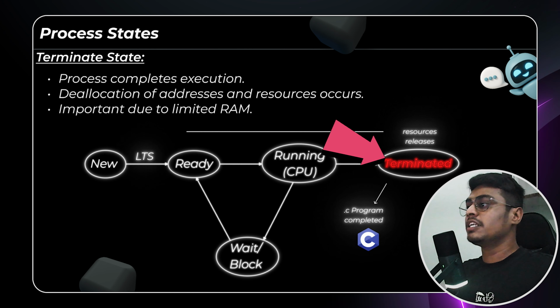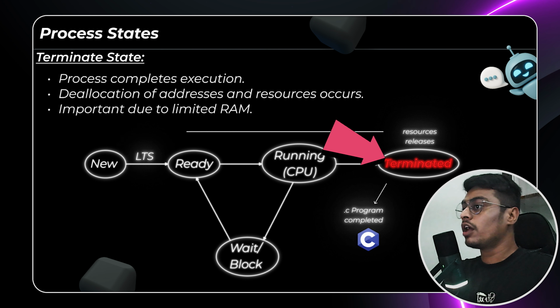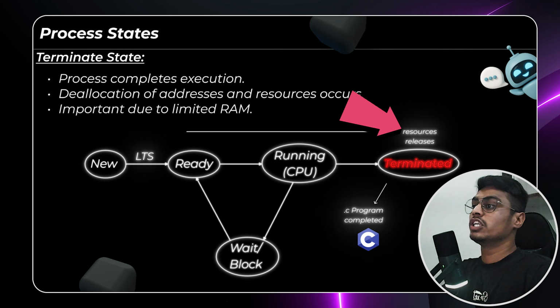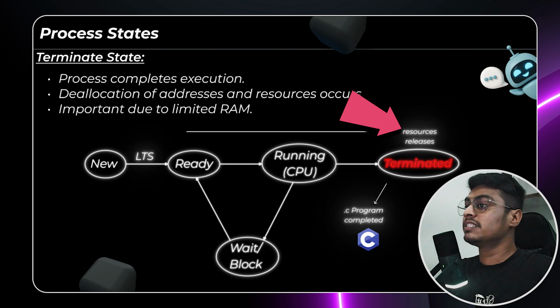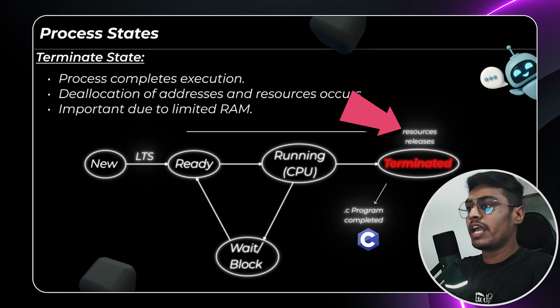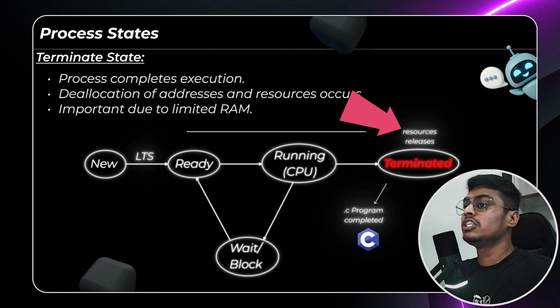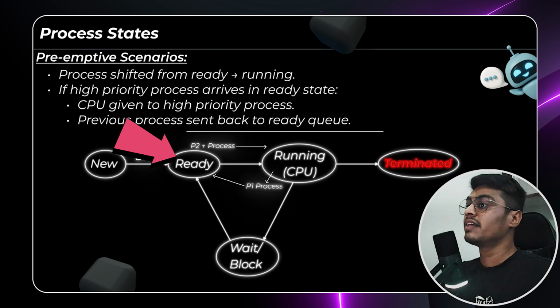Now, terminate state. When the CPU completes all the instructions, the process gets terminated. Terminate means deallocation. We take back all the addresses and resources we provided when the process came into ready state. Since we have limited RAM, we must utilize resources properly. But there are other cases.